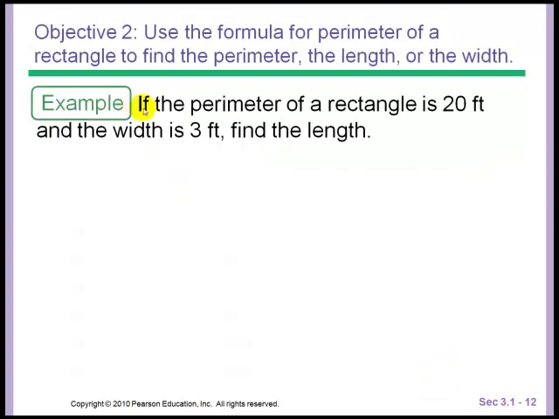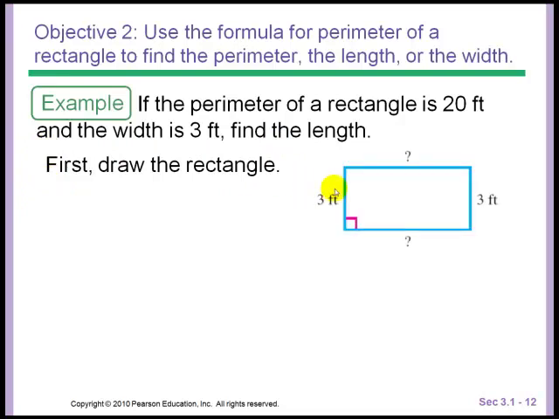Another example. If the perimeter of a rectangle is 20 feet and the width is 3 feet, find the length. First, draw the rectangle. Many of us are visual learners, and it is very helpful to have a shape to look at. Here is our rectangle. We were told that the width is 3 feet, so I label that 3 feet. It asks us to find the length, so I put a question mark for the length I don't know.